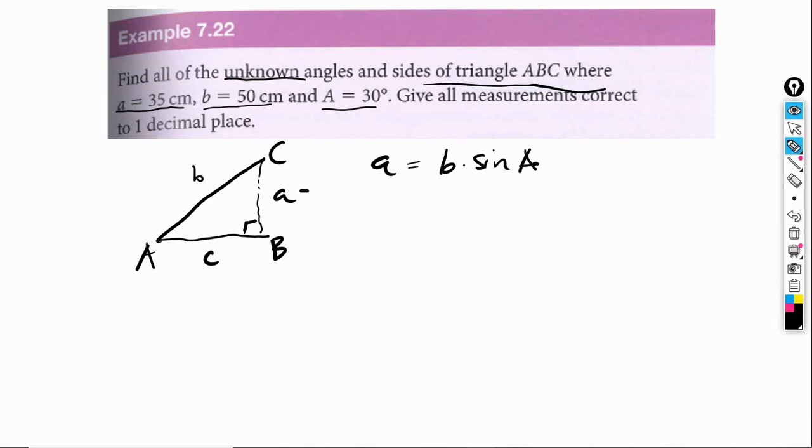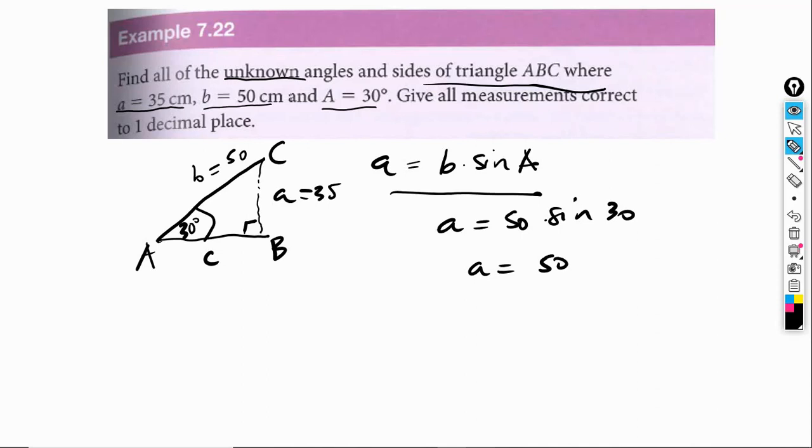Okay, so we have some measurements. We know that a is 35. We know that b equals 50. We don't have c, but we do have angle A, which is 30 degrees. So let's find out what a would measure in this ideal case, right? So in the ideal case, a would be equal to b sine A, so 50 times sine of 30. Remember from the video we saw, sine of 30 is 1/2. So 50 times 1/2 is 25.